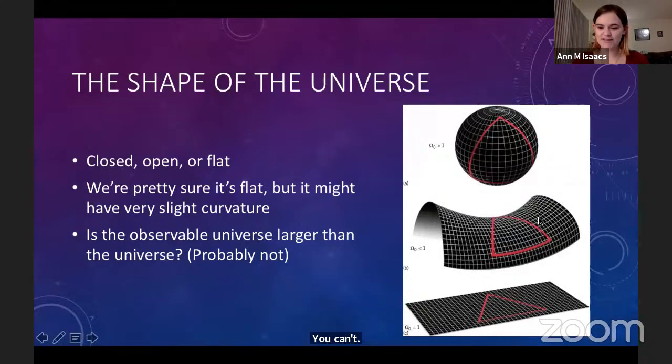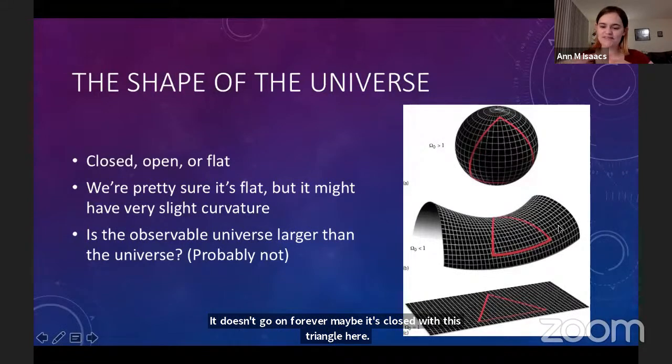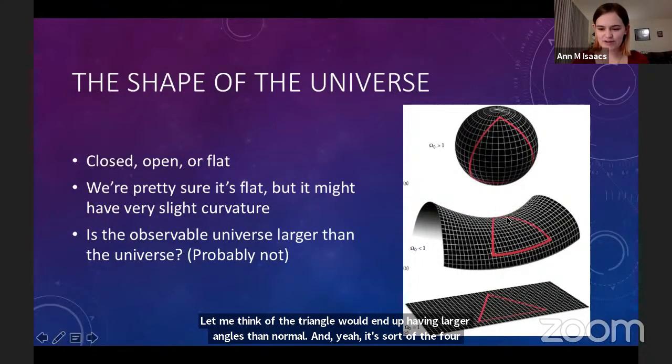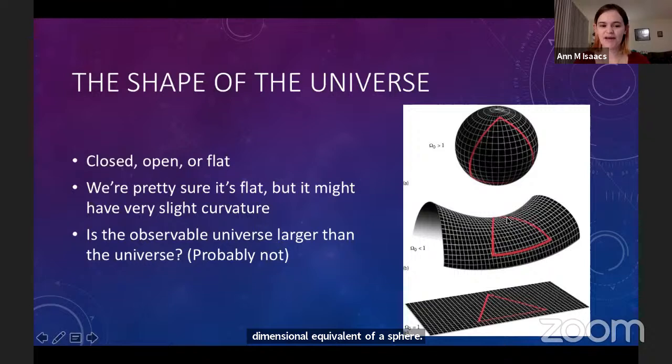The open model is this one here. It's sort of a saddle shape in two-dimensional space. I have no way to picture this in three-dimensional space. You're going to have to take my word for it that this is possible. The universe is open. In this case, we can see this triangle has smaller angles than normal. And then the last one is the flat model, which is kind of the least interesting, where the universe is just flat. In two-dimensional space, this is flat, like a table or a piece of paper, whatever you could think of.